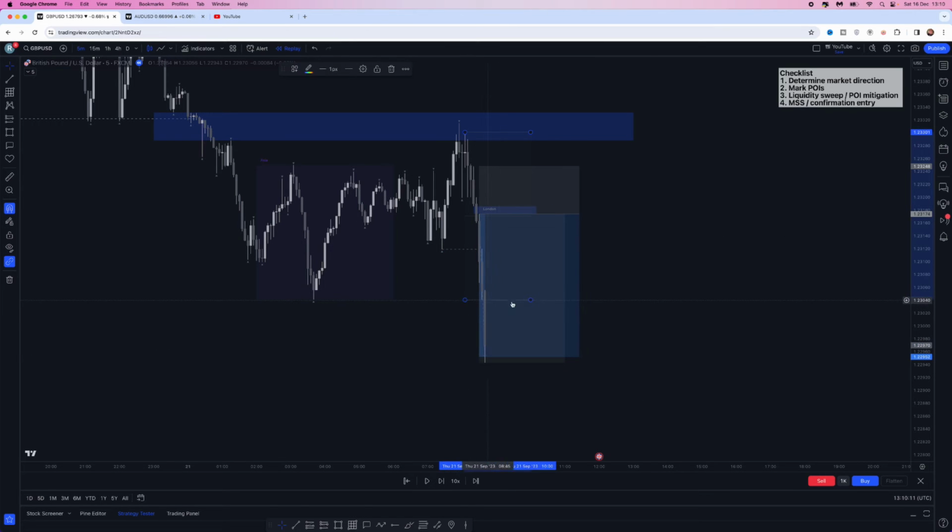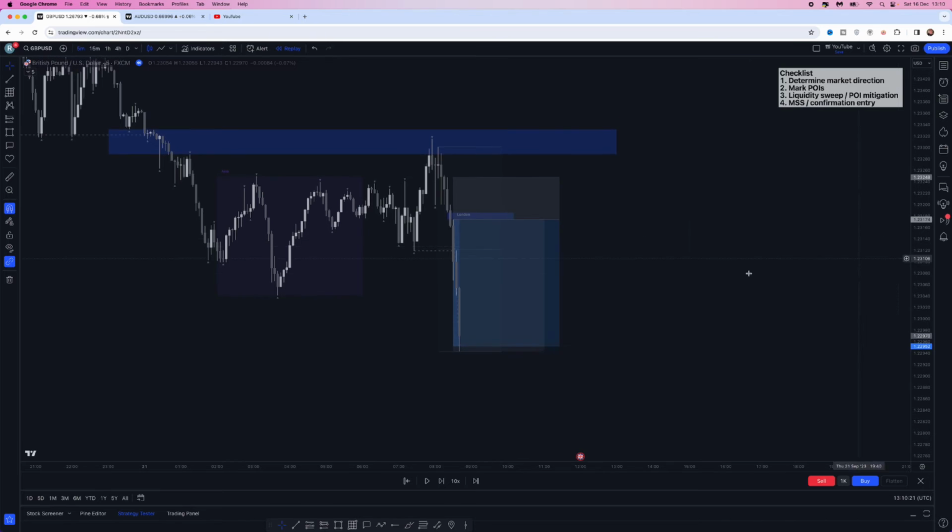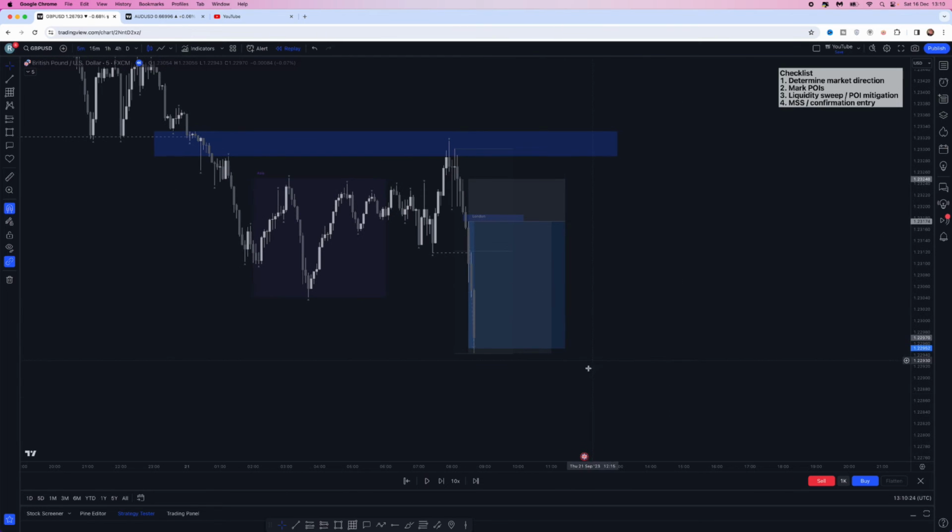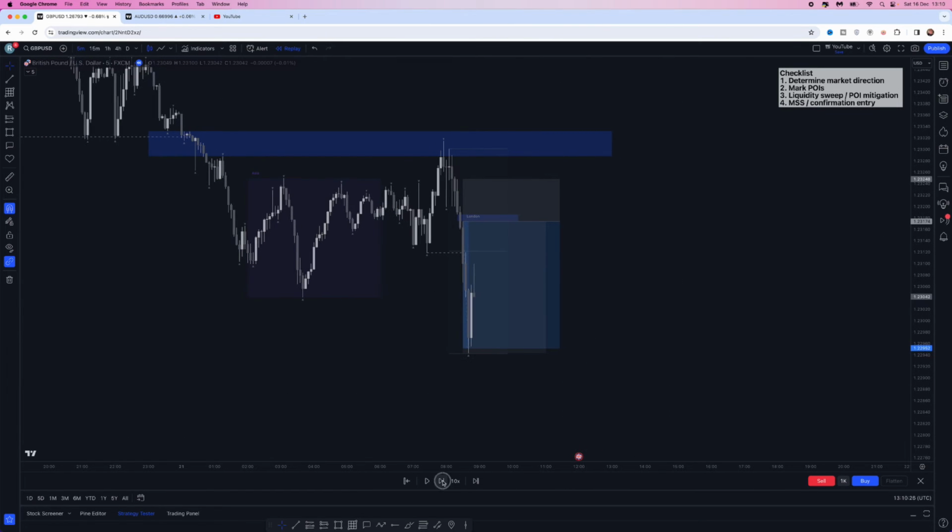As you can see, we trade down a little bit further, so we could bring our premium and discount. And what this does signify is that this fair value gap is even further into premium, which makes this trade a little bit more high probability when we're looking at it. So let's play price forward now.